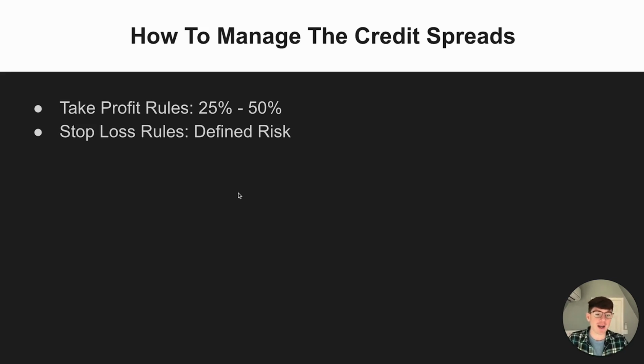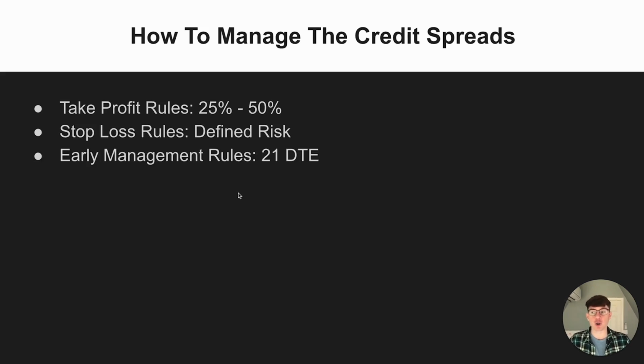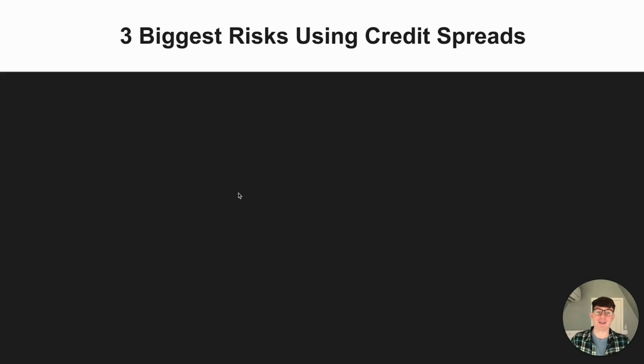Because there is a defined risk for this trade by default, we don't have a stop loss, and we typically just manage early at about 21 days. So when there's 21 days left in the trade, we'll close it out. So that's how we manage it.